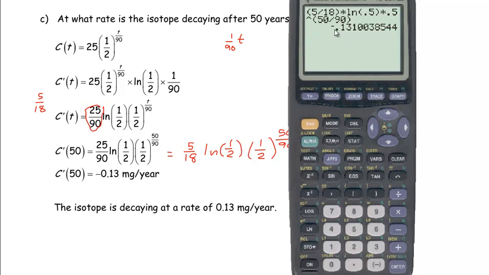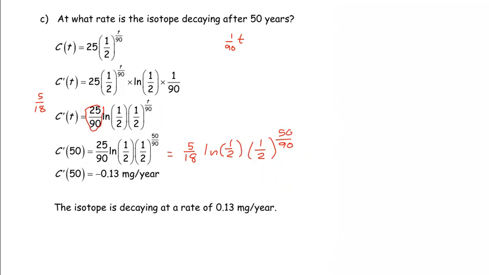Of course, negative rate means it's decaying. It's becoming less of it all the time. So the isotope is decaying at a rate of 0.13 milligrams per year. Now, decaying means it's going down, so you wouldn't say it's decaying at negative 0.13 milligrams per year, okay? Because decaying implies a negative.